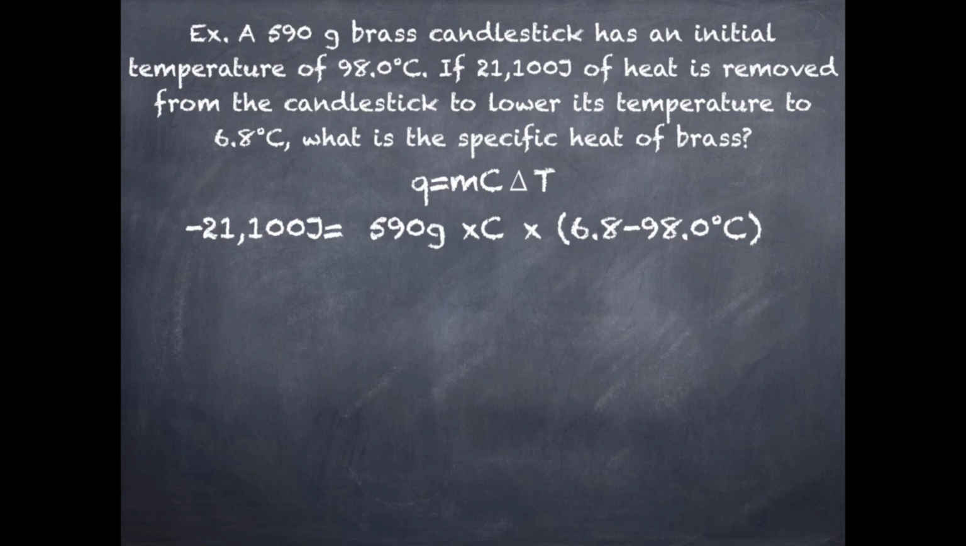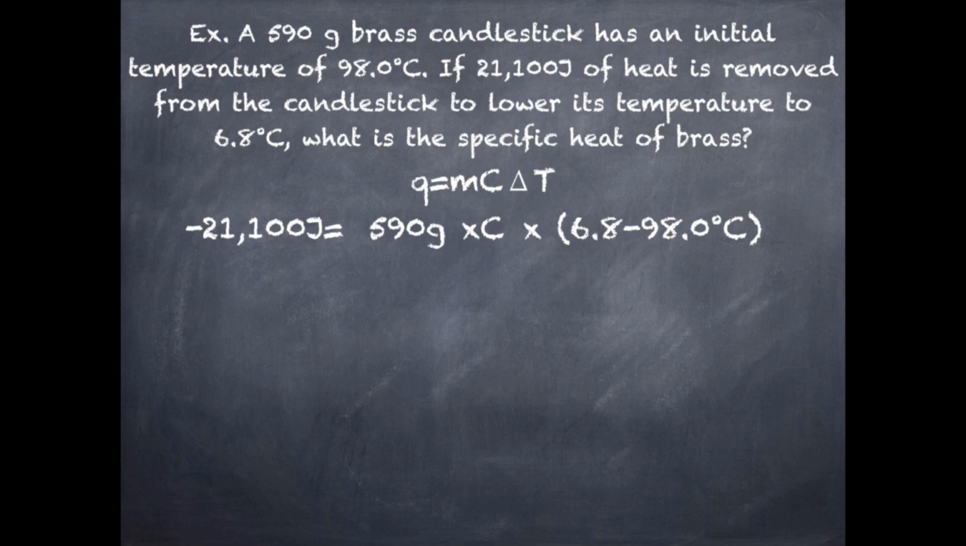The negative temperature, when you end up dividing to solve for C, because you're going to divide both sides by 590 and by your change in temperature, the negative from the temperature and the negative from your heat will cancel. And that's really important to note because your specific heat will never be negative, ever. So if you happen to get a specific heat that's negative, that means you accidentally forgot to make your Q negative, or you forgot to do T final minus T initial, and instead you did T initial minus T final.